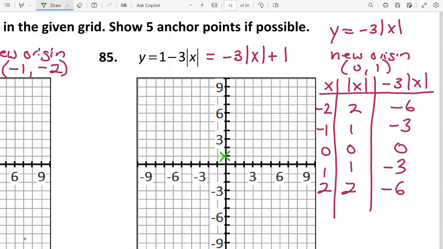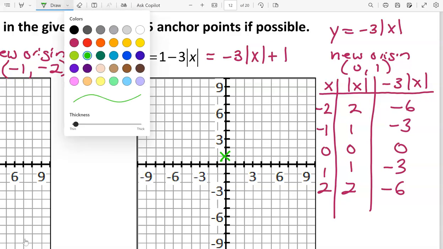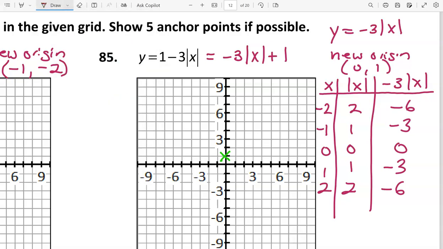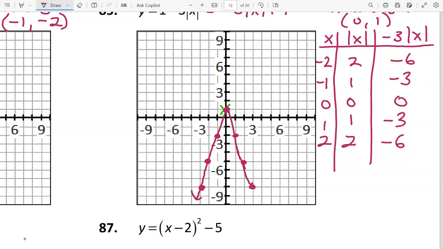So 0, 1 is our new origin. And then let's graph the points from the new origin. -2, -6 is 2 to the left and 6 down from the new origin. -1, -3 is 1 to the left and 3 down from the new origin. 0, 0 is on the new origin. 1, -3, 1 right and 3 down from the new origin. 2, -6 is 2 right and 6 down from the new origin. And this gives us this graph right here. We can graph some additional points here. Since both sides are linear, we can kind of use slope to graph additional points for accuracy.